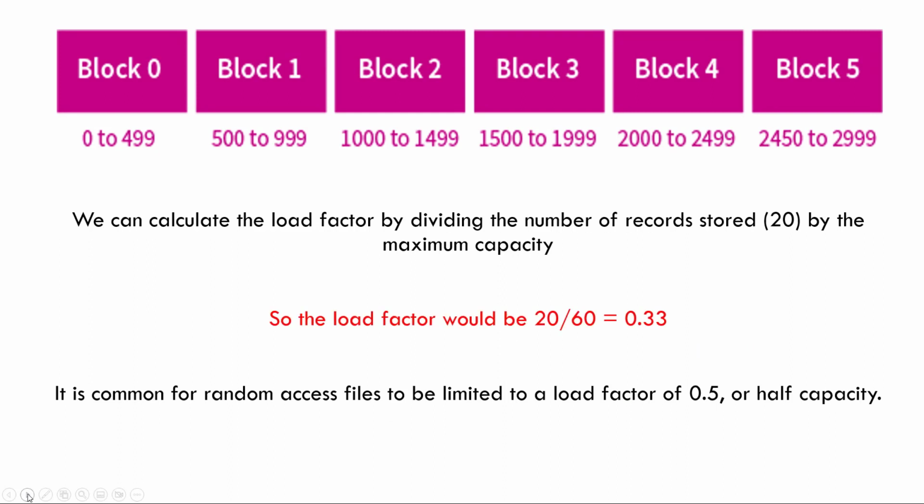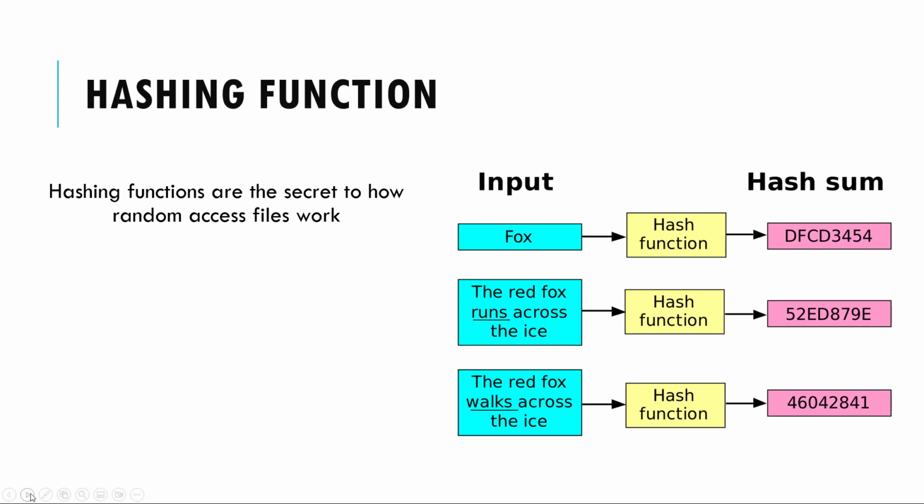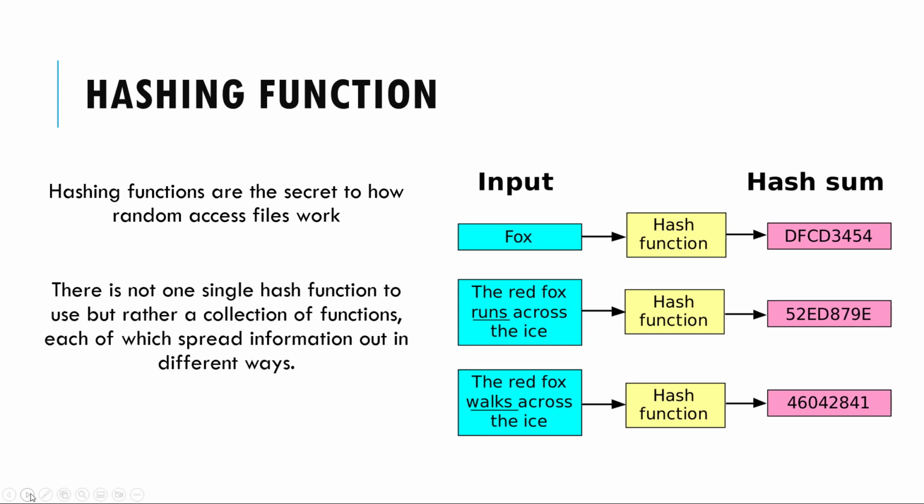So the load factor is calculated like so. And that's by dividing the number of records stored by the maximum capacity. And normally we try and keep it below half. All right. So just to recap, a hashing function is the secret to how hashing, random access works. You put data in, it spits out your index position, and you go to that index position in your file and retrieve your record. If you're trying to add data, you put data into your hashing algorithm, it spits out an index position of where you should store your data. So the same data is always used.